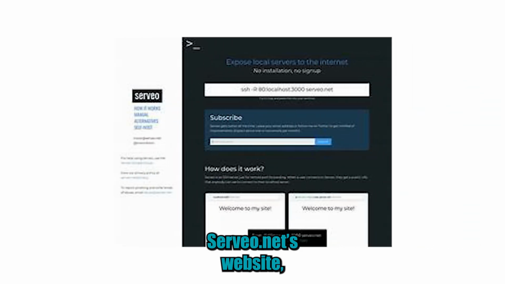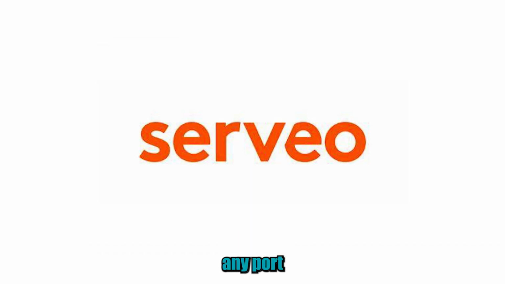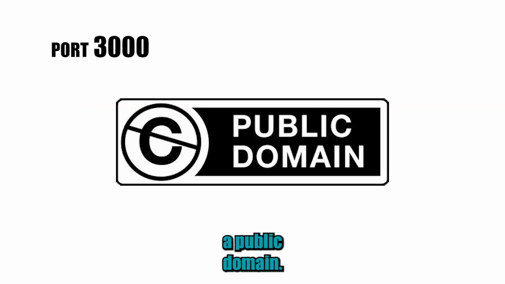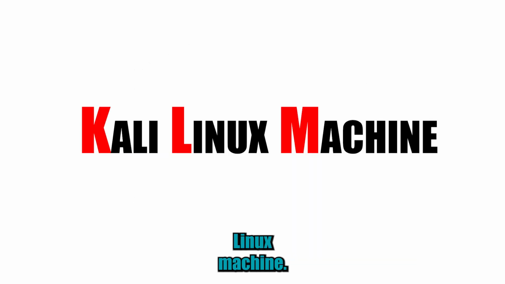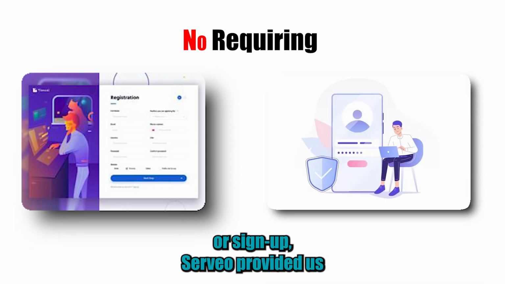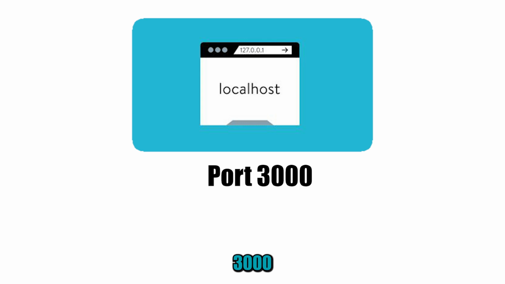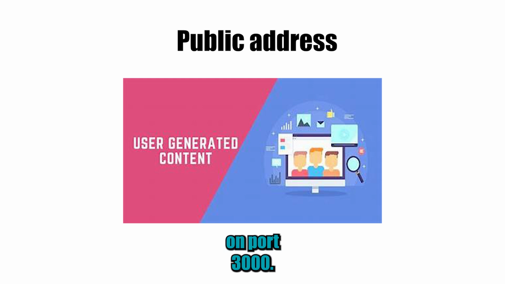Tool 2. Servio.net. When you visit Servio.net's website, you will see introductions on how it works. For example, if you run a specific command on your machine, Servio will take any port, example port 3000, and make it accessible online via a public domain. We copied the command and executed it on our Kali Linux machine. Upon execution, without requiring registration or sign up, Servio provided us with a public address for our local host port 3000. This public address allows others to access the content hosted on port 3000.